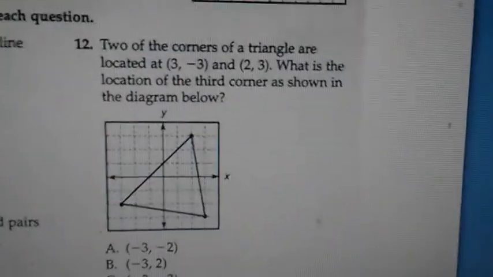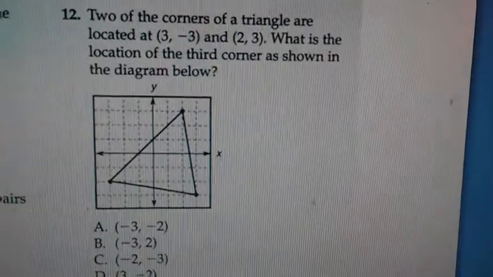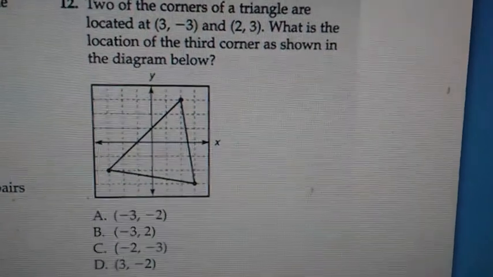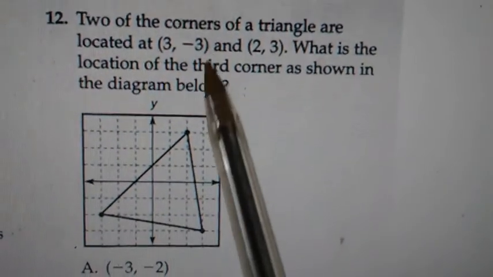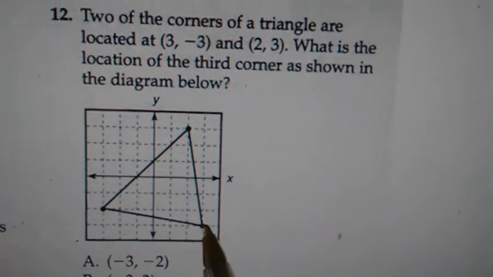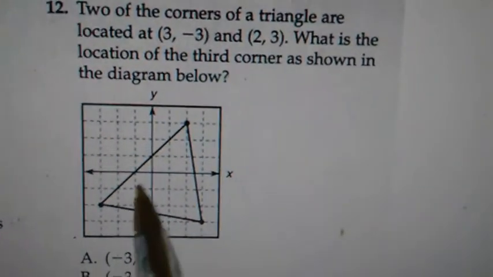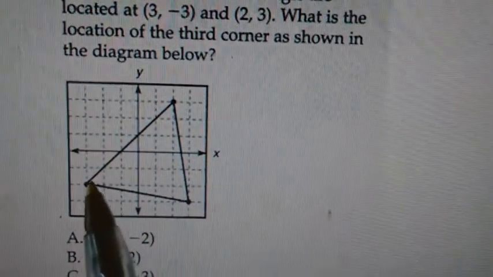How about number 12? Two of the corners of the triangle are located at 3, negative 3, and 2, comma 3. What is the location of the third corner as shown in the diagram below? Well, we have to figure out which one's the third corner. So we're going to look at the ones they said. 3, negative 3 is that point there, right? 2, comma 3 would be that one there. So we want to know this point. You do the x first. Negative 3, negative 2. Where is it? Oh, A is the right answer. Negative 3, negative 2 is the other point.